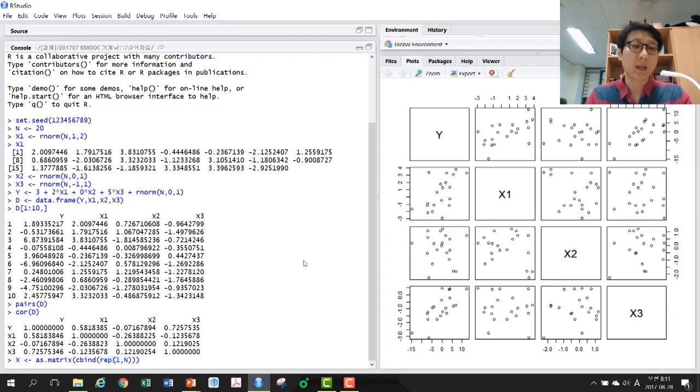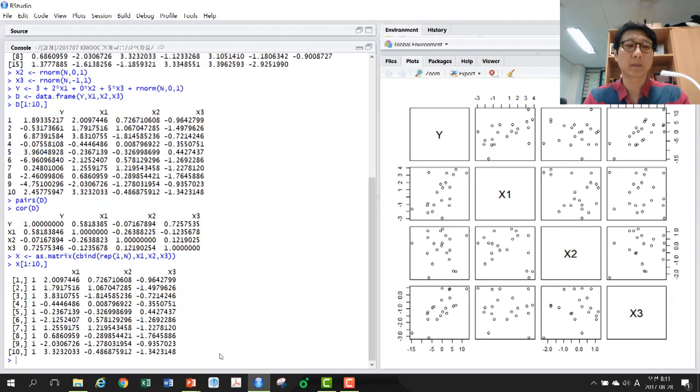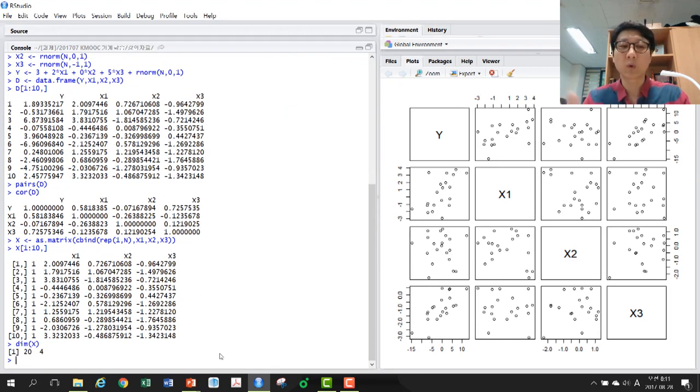This is the first column, and cbind is the column bind. We bind this one first, then x1, x2, and x3. So we have 4 vectors in total: first the ones vector, then x1, x2, and x3. By combining these vectors column-wise with cbind, we finally make a matrix. This is X. If you see the first 10 samples, it looks like that. The dimension of X is 20 rows and 4 columns.